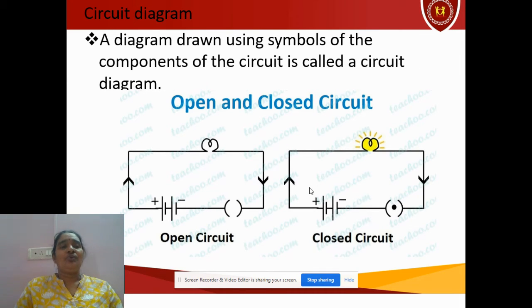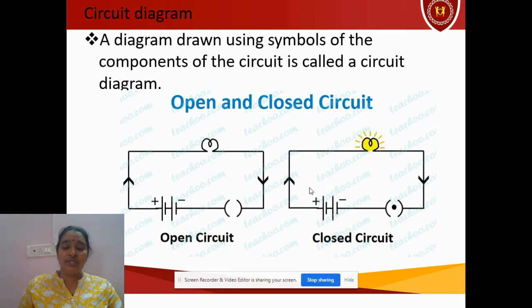Whenever you draw a circuit with the help of symbols of the components, such diagrams are called circuit diagrams. The first image is the open circuit and the next one is the closed circuit. In the open circuit, we can see the bulb is not glowing. Why? Because the current is being stopped. In the closed circuit, the current flows continuously from one end to the other. That means it is a closed path, and if it is a closed path, the bulb will glow.